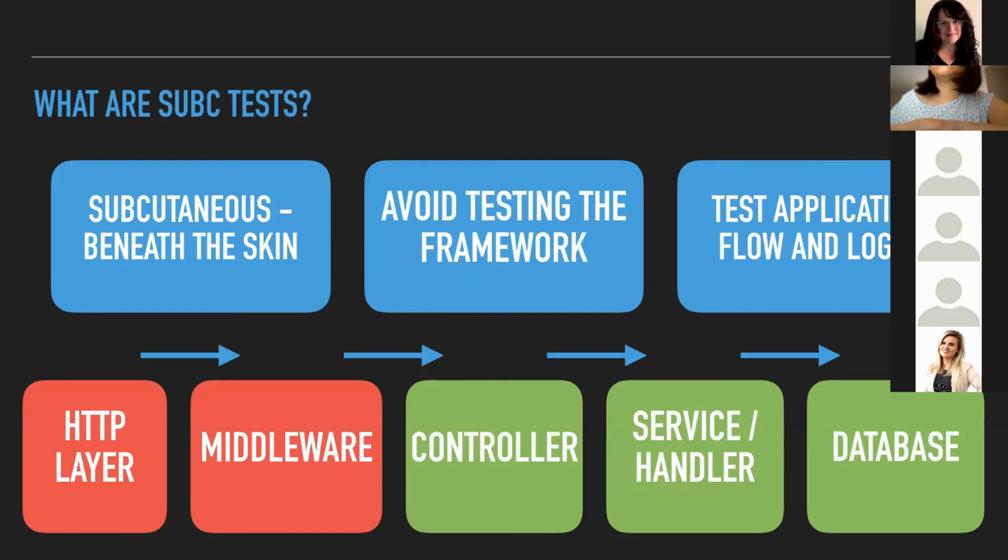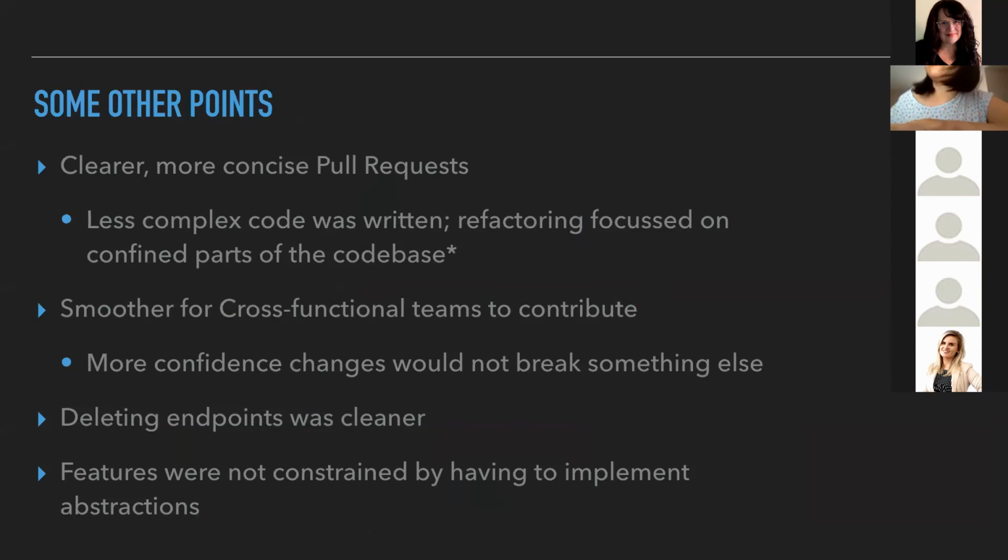So our subcutaneous tests tested from the entry points of the controller down through any kind of service or handler to the database and then back up. And we made sure that we could test our application's flow and our logic that way. Some other points that worked quite well: I found that pull requests, because the code was a lot less complex, were more concise and clearer. It was easier for people to contribute because they had more confidence they weren't going to break something else in the application.